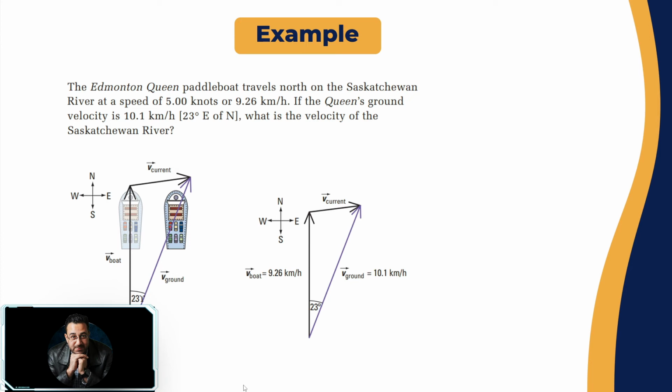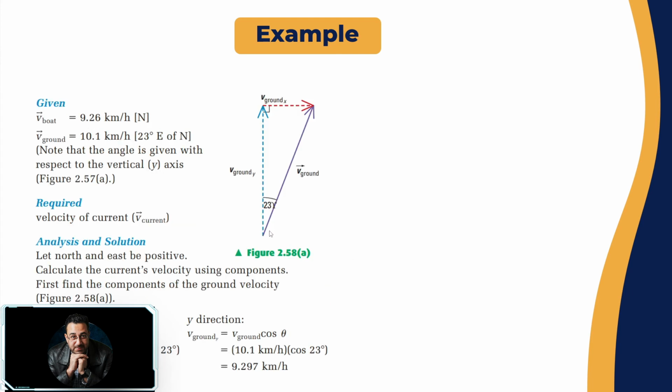Let's draw our vectors. We have the velocity of the boat and we have the velocity of the current or of the river. We need to find V ground. Now, V ground in this case is given to us and V boat is given to us. What we're missing is the V current or the velocity of the river. So the V boat is 9.26 kilometers per hour, and the V ground in this case is 10.1 kilometers per hour at a degree of 23 northeast. We have the V ground, and we have V ground Y, and V ground X, and we have the V boat.